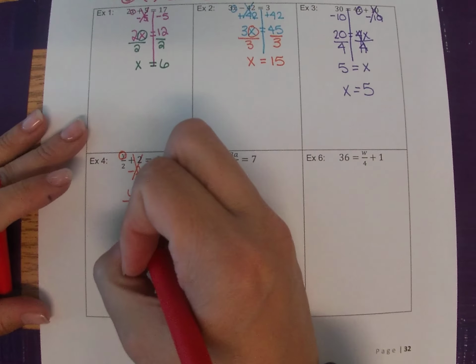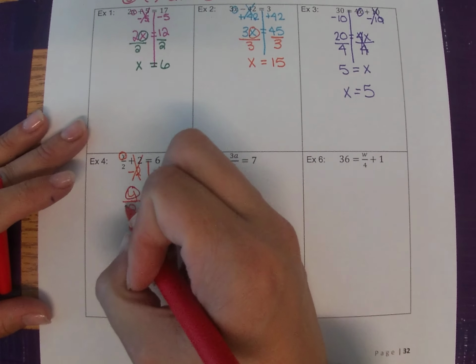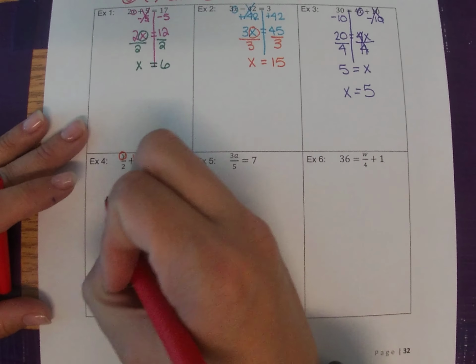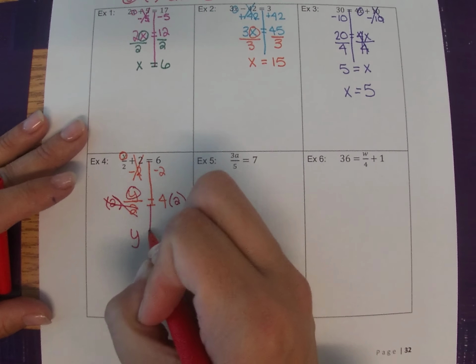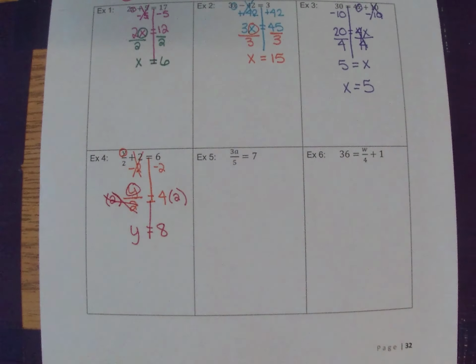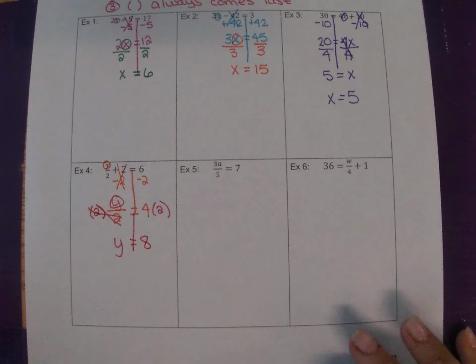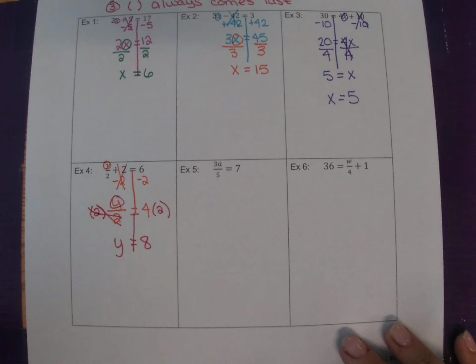Okay, then I'm going to continue. So now I'm going to undo, right? This is division. I'm going to undo division with multiplication. So my 2's cancel. And I'll get y equals 8. Now, every problem does not have to have addition and subtraction and multiplication and division. We might just see a problem where we have 2 steps of the same operation going on.